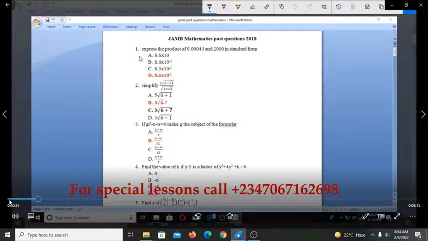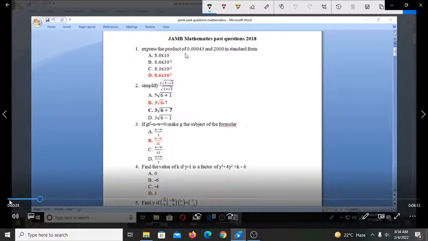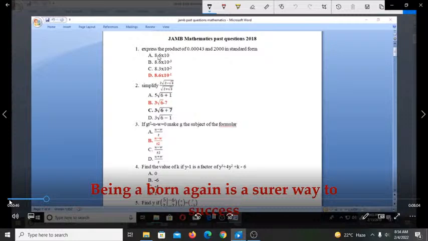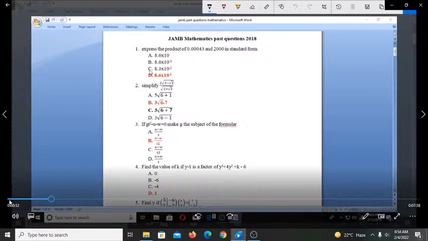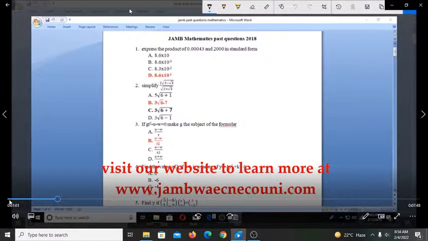So let's start with number 1. Express the product of 0.00043 and 2000 in standard form. A, 8.6 times 10. B, 8.6 times 10 to the power minus 3. C, 8.3 times 10 to the power minus 2. D, 8.6 times 10 to the power minus 1.